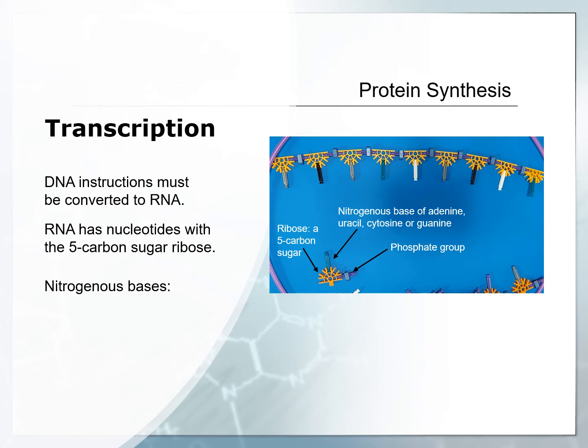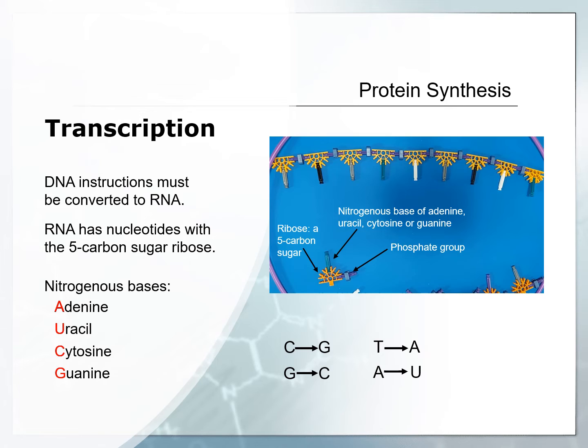There are 4 different possibilities for nitrogenous bases in RNA: adenine, uracil, cytosine, and guanine. Notice that there is no T in RNA. C and G are still complementary to each other, and T will match up with A, but A will now pair with U.